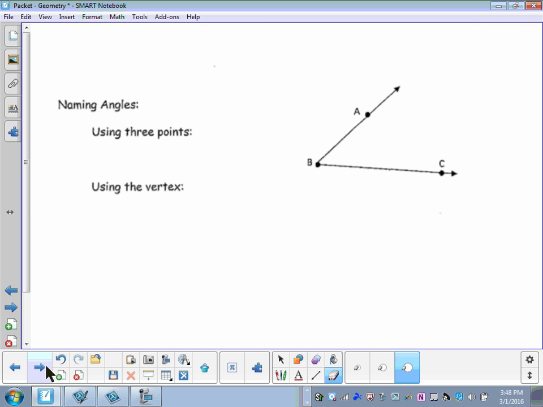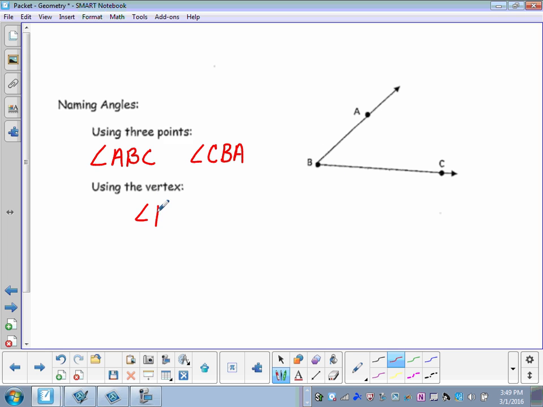Let's review how we name angles. We can name angles using points or their vertex. Remember, the vertex is the point of intersection of the two rays. When we use 3 points, the vertex is always the middle letter. So we can call this angle ABC, or we could call this angle CBA. The vertex always has to be in the middle. If we wanted to just refer to this angle by its vertex, we could just call it angle B.